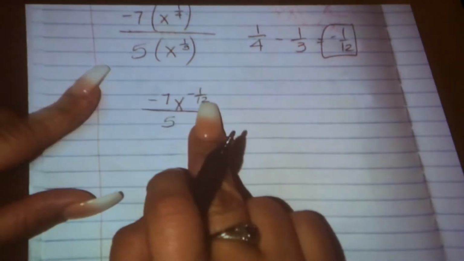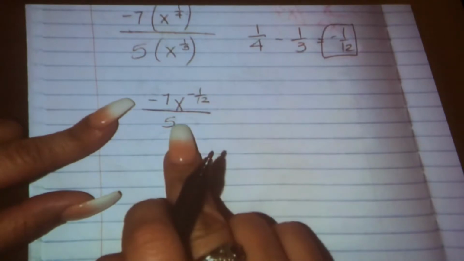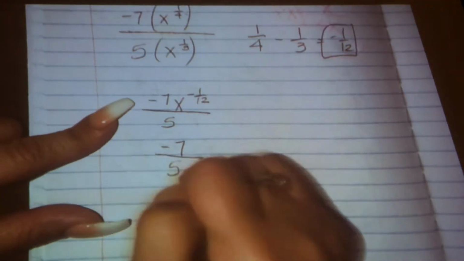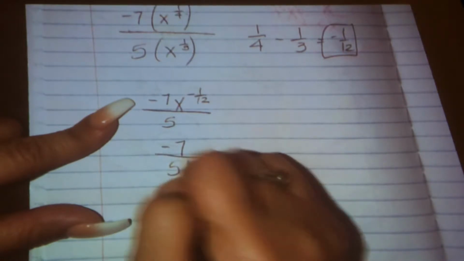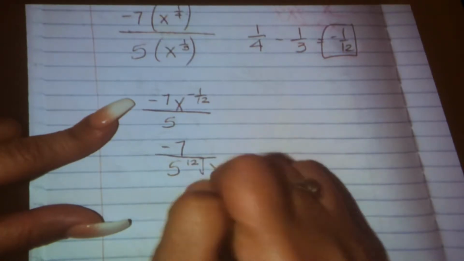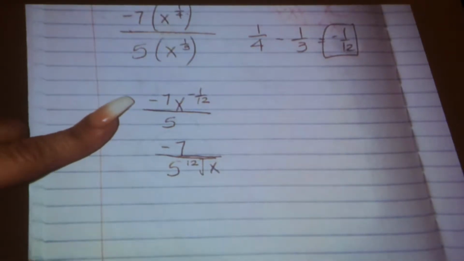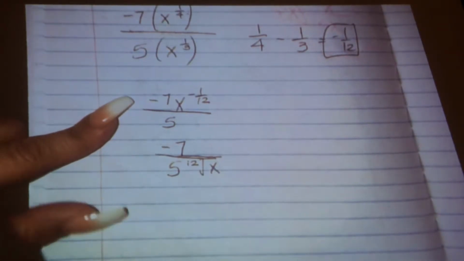Now, if there's a negative exponent, that means it goes in the denominator. So that's negative 7 over 5 times the 12th root of x. This is officially the answer.